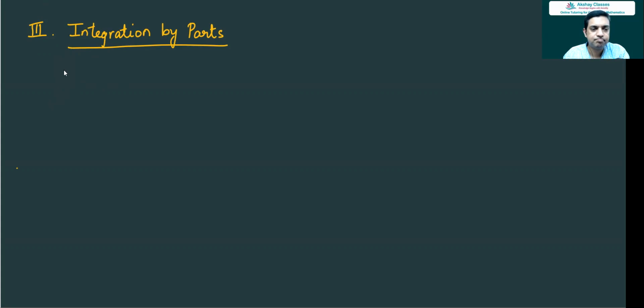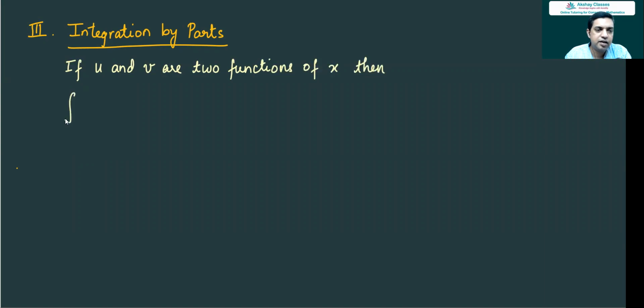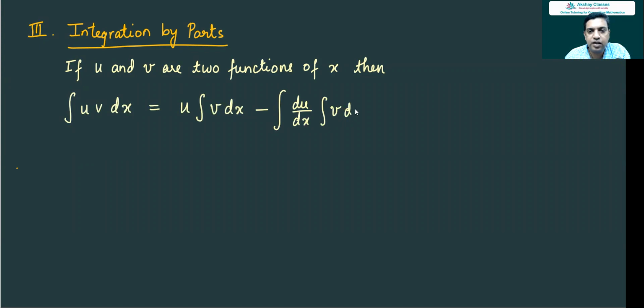So if u and v are two functions of x, then the integral of u v dx is u times the integral of v dx, minus the integral of the derivative of u multiplied by the integral of v dx, the whole integral. So how do we remember this?